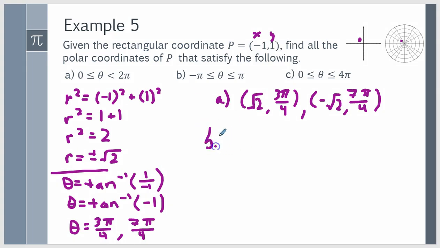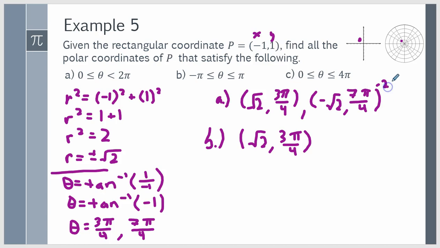So for part B, notice that we have a theta value that is between -pi and pi. So this one is still an answer. I'm still going to be using this value of square root of 2, 3 pi over 4, because the angle here is in the specified domain between -pi and pi. The problem is this other angle. 7 pi over 4 is too big. That is bigger than pi. So I need to find a coterminal angle, and since this angle is too big, what I'm actually going to do in this case is subtract 2 pi from it.